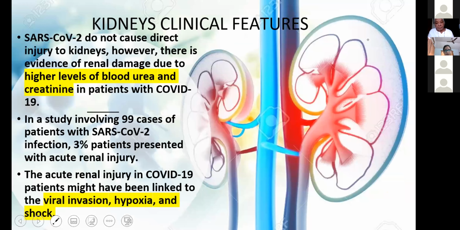The next one is kidneys. To date, we do not have any proof which says that the COVID virus directly infects the kidneys. However, renal damage is seen because we see increased levels of blood urea and creatinine in patients infected with COVID. In a study involving 99 cases, 3% of the patients presented with acute renal injury. This could be due to hypoxia or shock.